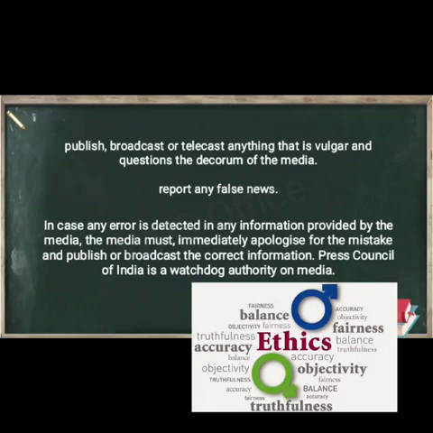In case any error is detected in any information provided, the media must immediately apologize for the mistake and publish or broadcast correct information. Press Council of India is a watchdog authority of media.